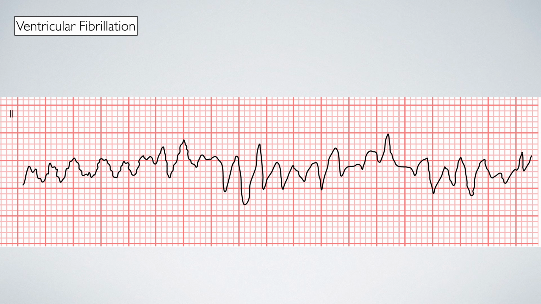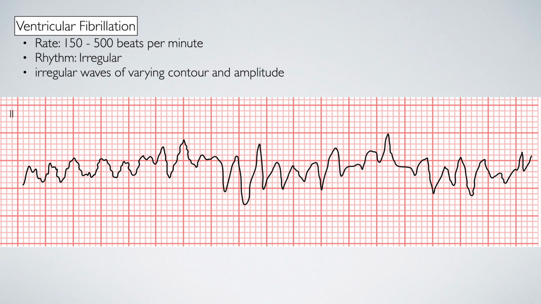So let's take a look at the ECG and the criteria. The rate should be 150 to 500 beats per minute. The rhythm is irregular, and the trace shows irregular waves of varying contour and amplitude with no P, QRS, or T waves. If you cast your eye along this trace, you will note that there are no features of P, QRS, or T waves, and the complexes are haphazard and chaotic.